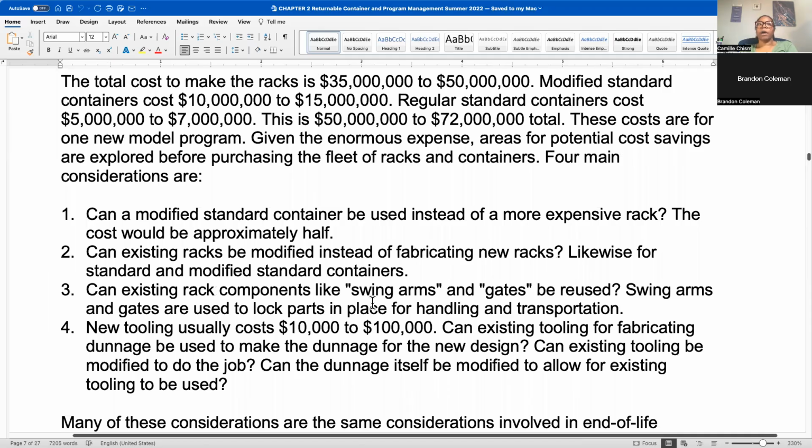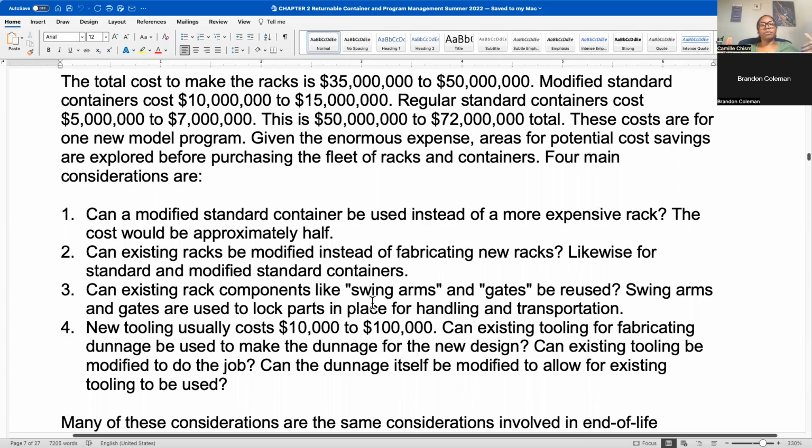Another thing that's really popular with racks is reusing the racks. So that rack frame, you have the base and you have 4 corner posts on it. A lot of times companies will look at, can we just reuse the rack, which would mean we keep those same corner posts, we keep the frame, but the interior of the rack that's holding parts, we can modify that and use it for something else.